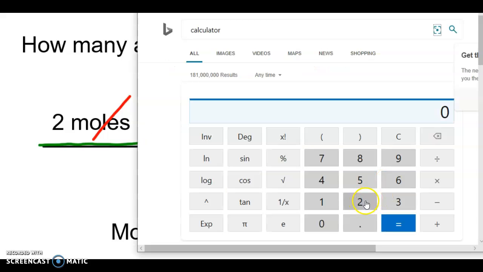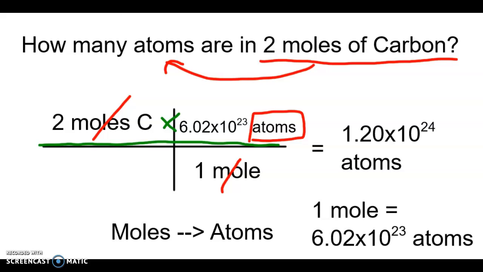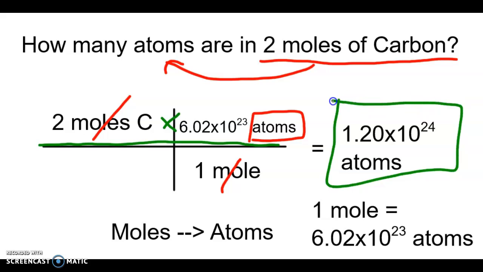And if you don't have your own calculator at home, you can just Google calculator, just 2 times 6.02 exponent 23, and it gives you this. So 1.204 times 10, and the e, so e24 just means times 10 to the 24th. So your answer for this problem would be 1.2 times 10 to the 24th atoms of copper.